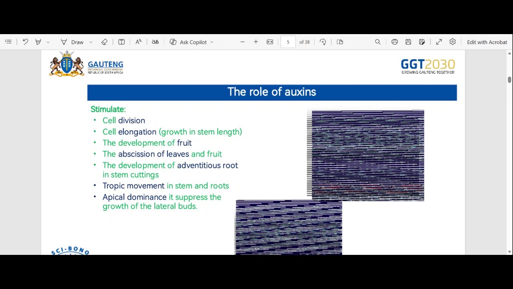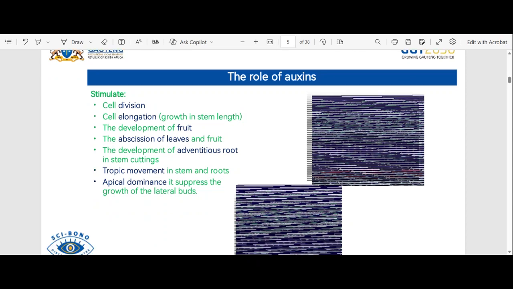And it so happens that the function of the auxins is to stimulate growth in certain parts of the plant, right? Because when it comes to roots, it inhibits growth, right? Under specific circumstances. And we'll explain those circumstances.